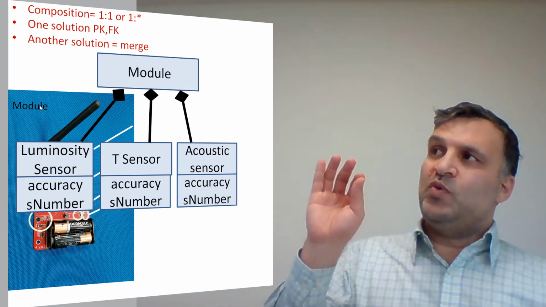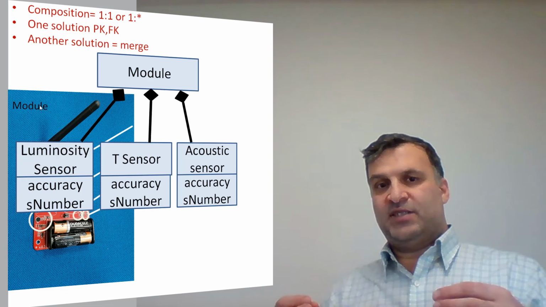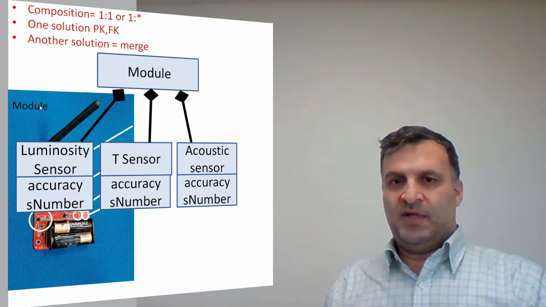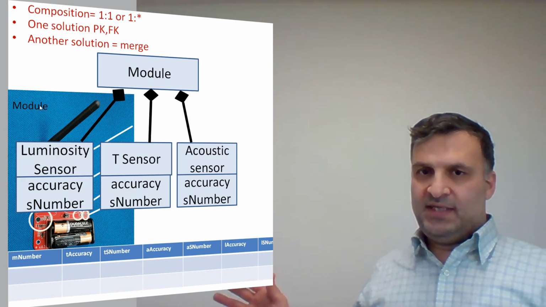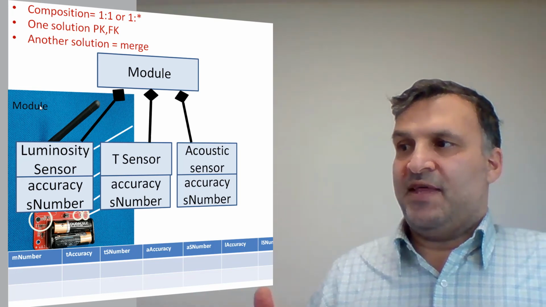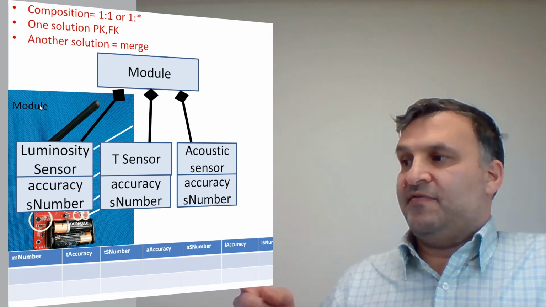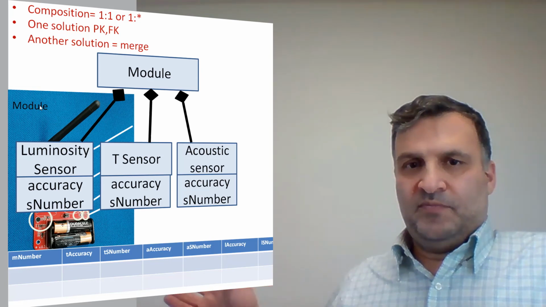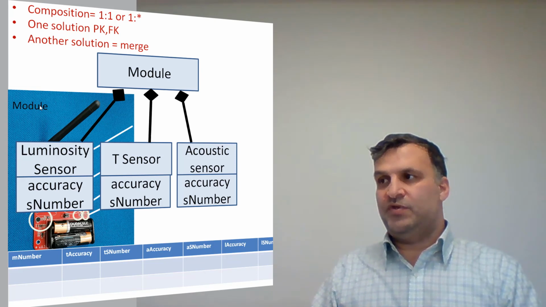This is similar to one-to-one or one-to-many. The composition is a strong relationship, so we cannot separate these sensors from this module. One of the solutions, perhaps the good solution, is to create all of these in one table. We merge all these attributes in one table, so we can see that we have the number of the module, the temperature accuracy, the temperature sensor number, the acoustic accuracy, acoustic sensor number, etc. We can merge all these in one table. This may be a good solution with the composition.